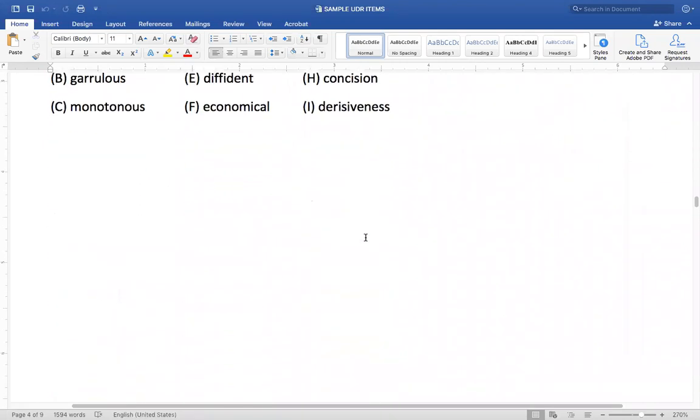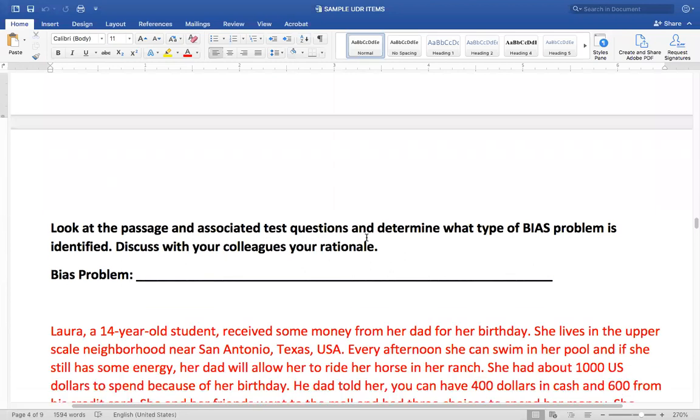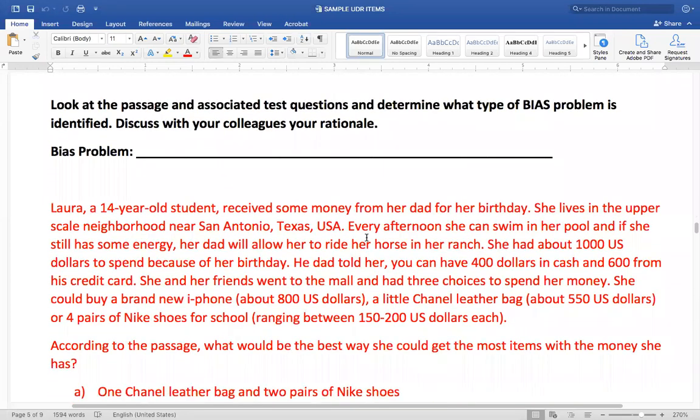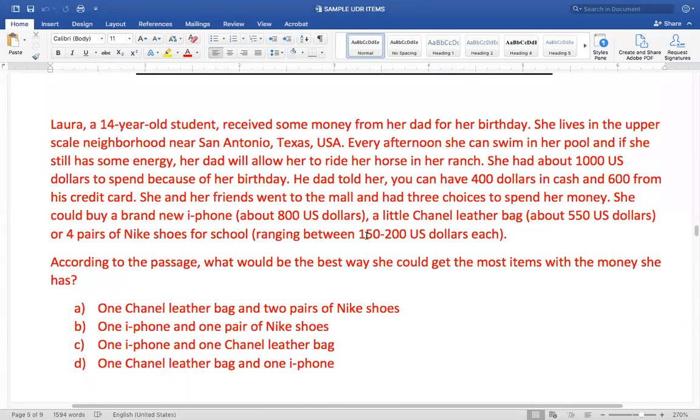So let's look at another example here. Look at the passage and associated test questions and determine what type of bias problem is identified. So let me read it. Laura, a 14-year-old student, received some money from her dad for her birthday. She lives in the upper scale neighborhood near San Antonio, Texas, USA. Every afternoon, she can swim in her pool, and if she still has some energy, her dad will allow her to ride her horse in her ranch.